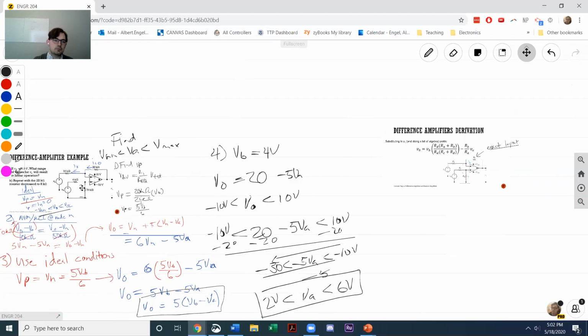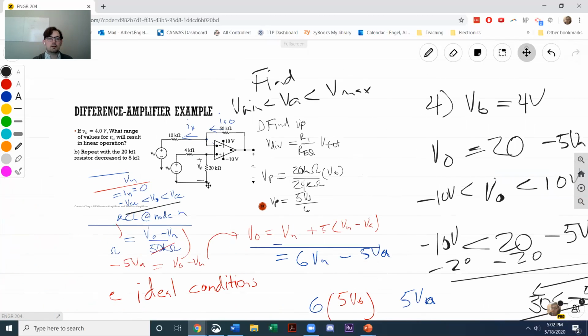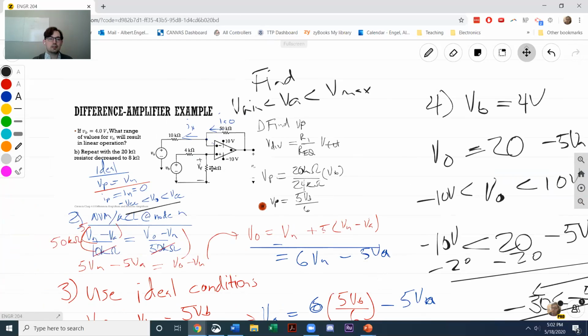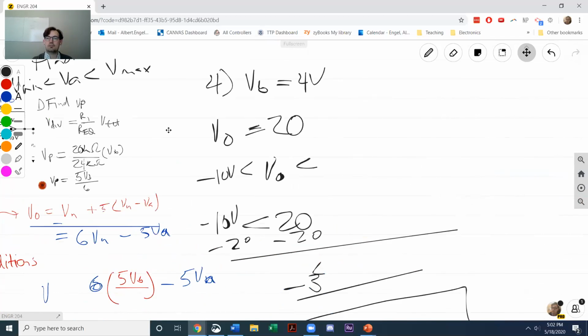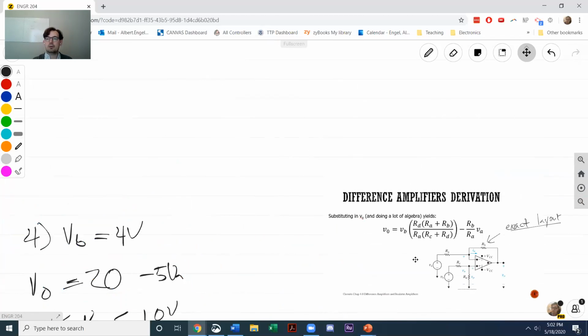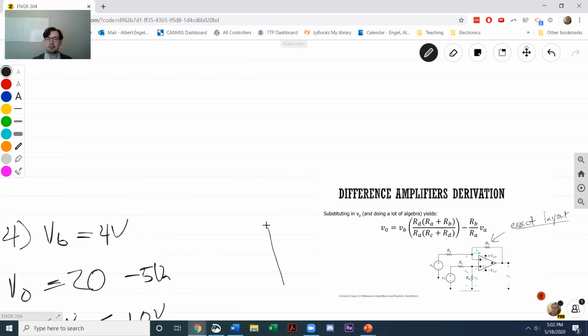So for part B, we're doing the same thing as in the previous exercise, but the one difference that we're going to change is this 20 kilo ohm resistor is going to become 8. So we've got 10, 50, 4, and 8. So remember those values, 10, 50, 4, and 8. That's RA, RB, RC, and RD.